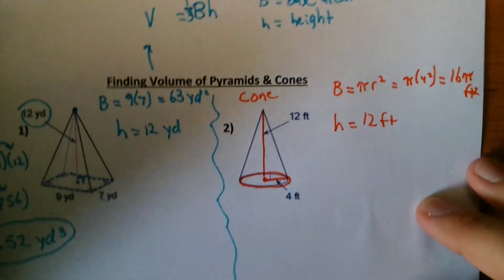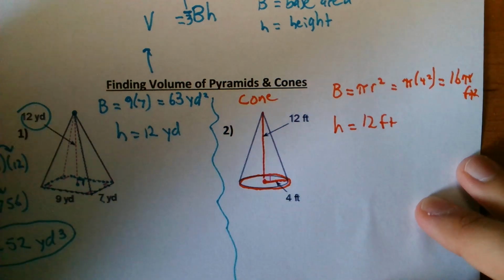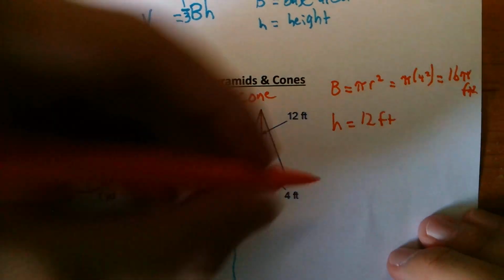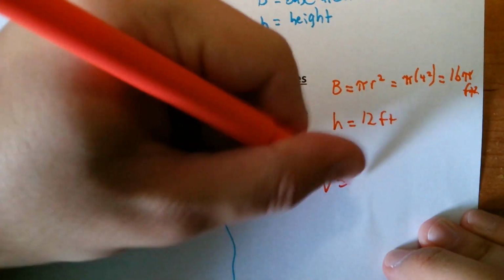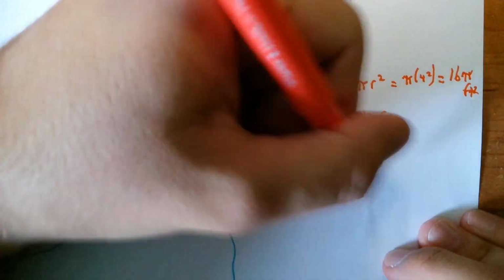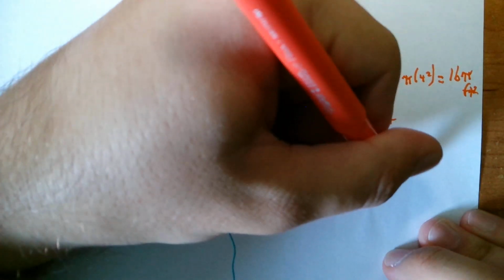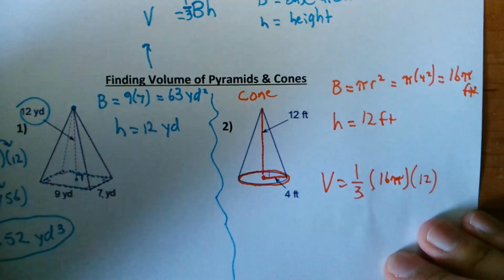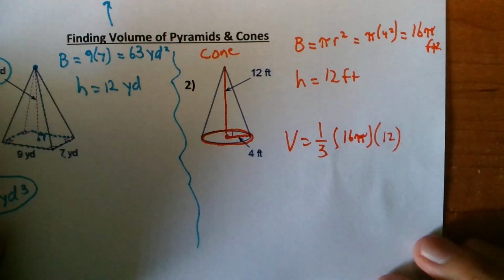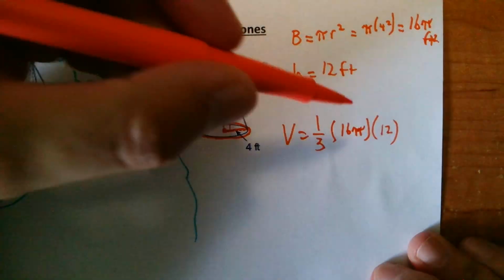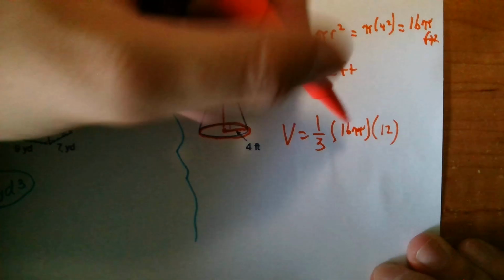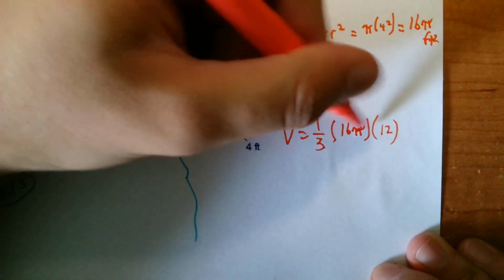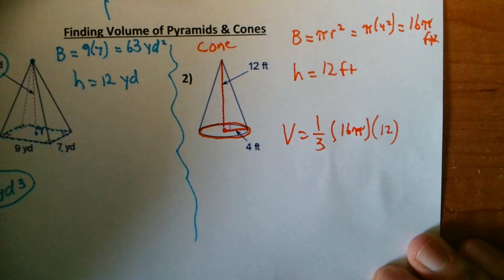And then once again, we're just going to substitute into that 1/3 base times height formula. I am going to do this a little bit differently than I did the last one, but still the same thing. Once you have base area, plug that in, so 16 pi. Remember, leave the pi for now. And the height is 12. Hopefully on the last example, you heard me say that with this 1/3 and these numbers, we can multiply in any order.